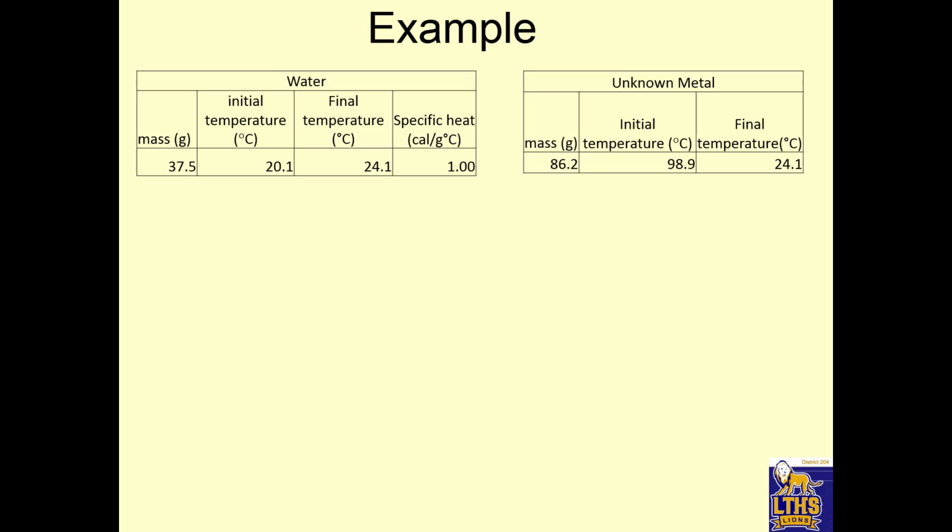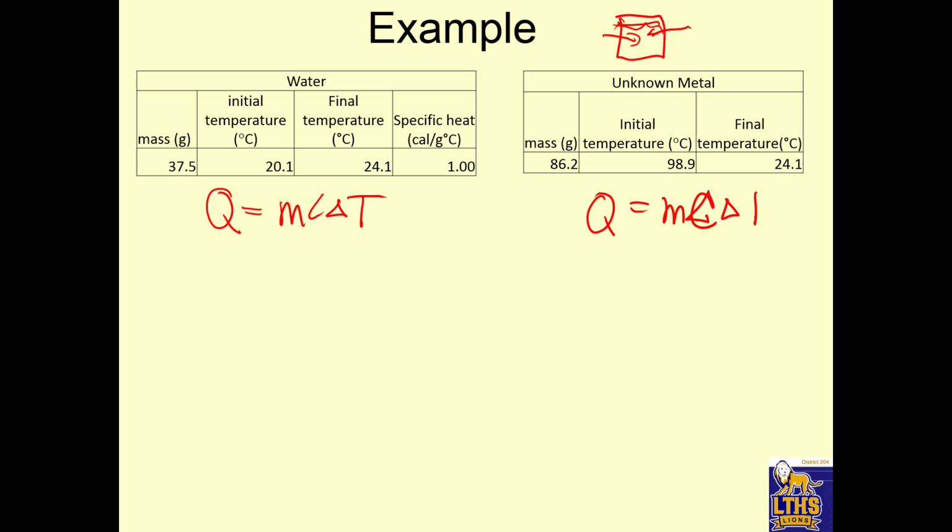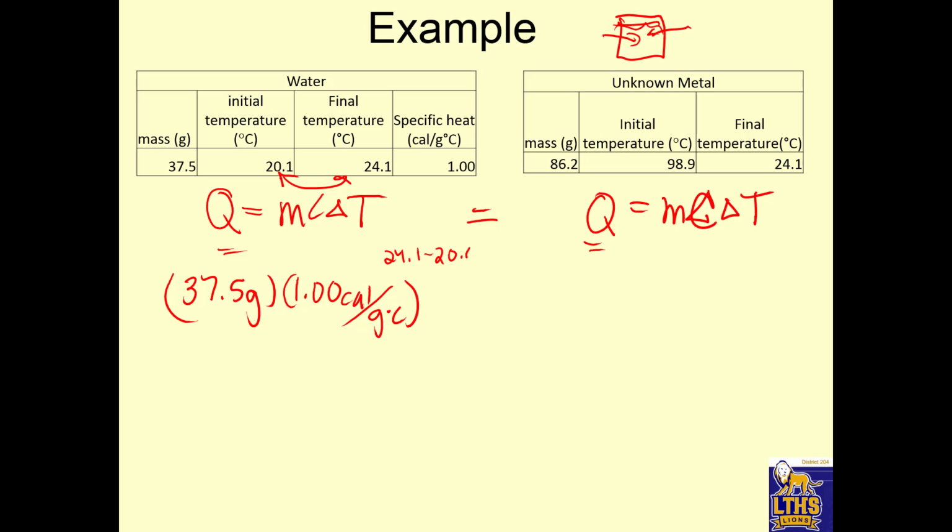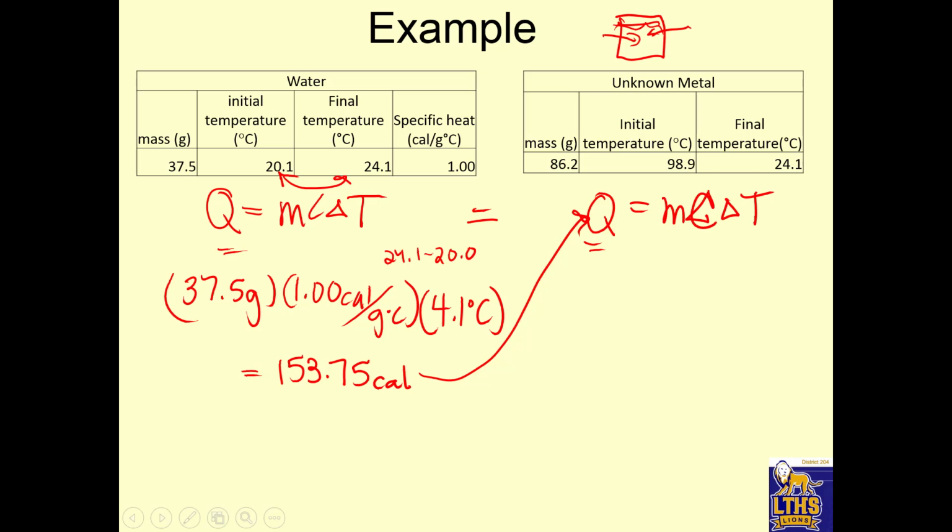Here's an example. Here's some data for water and data for metal, and they went into the same container, water and metal right in here. So we figure out the heat gained by the water, MCΔT, and the heat lost by the metal, and the Qs are going to equal each other. So we can solve for any missing variable. Let's say the mass is 37.5 grams. The specific heat of water is 1.00 calorie per gram degrees Celsius. The change in temperature of the water is 24.1 minus 20, so 4.1 degrees Celsius. And we find that the heat gained by the water is 153.75 calories. Now we know that equals the heat lost by the metal, because that went into the water, so it must have come from the metal.